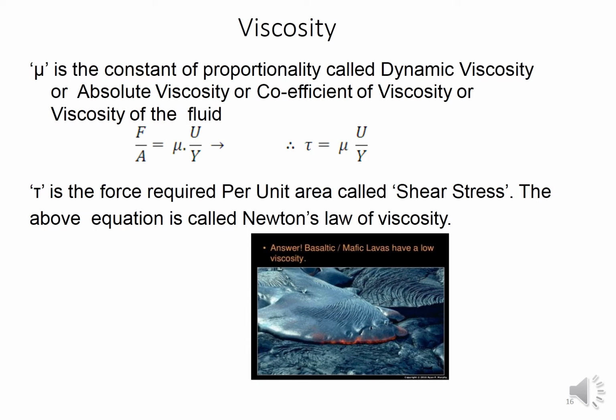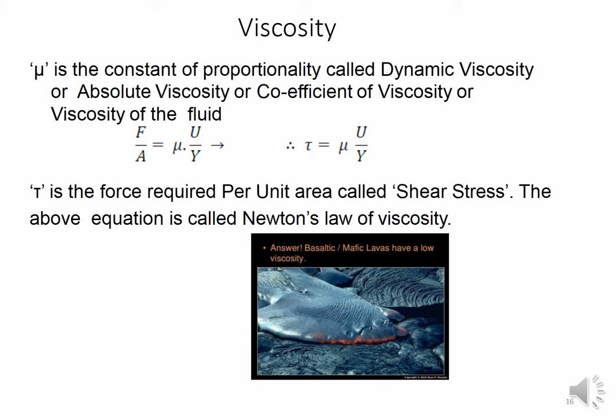So mu is a constant of proportionality called dynamic viscosity or absolute viscosity or coefficient of viscosity or viscosity of a fluid. So there are two types of viscosities, we will see later. First one, you are seeing this as dynamic viscosity or absolute viscosity is mu. So now F is equal to mu into AU by Y. So I will take A this side. So F by A is equal to mu into U by Y.